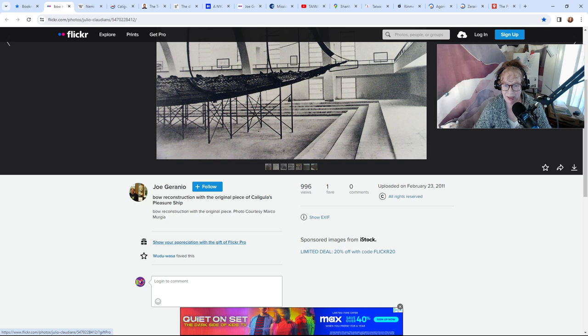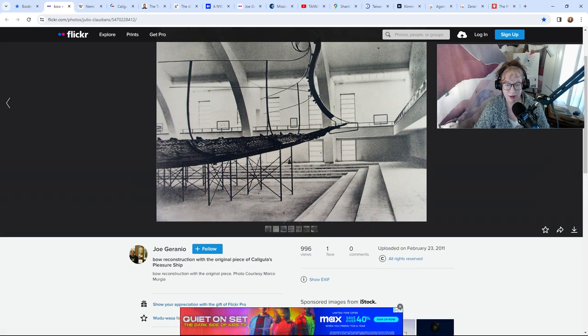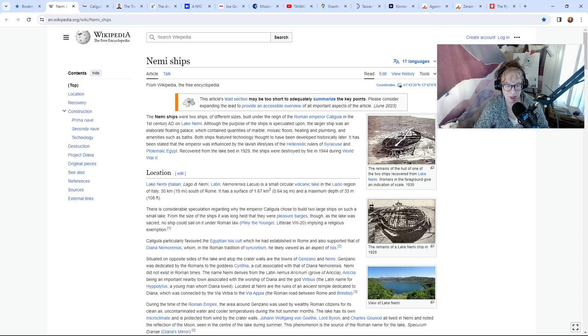Caligula's palace barge that was on Lake Nemi. The Nemi ships were two ships of different sizes built under the reign of the Roman Emperor Caligula in the first century AD on Lake Nemi. Although the purpose of the ships is speculated upon, the larger ship was an elaborate floating palace which contained quantities of marble, mosaic floors, heating and plumbing, and amenities such as baths. Both ships feature technology thought to have been developed historically later.